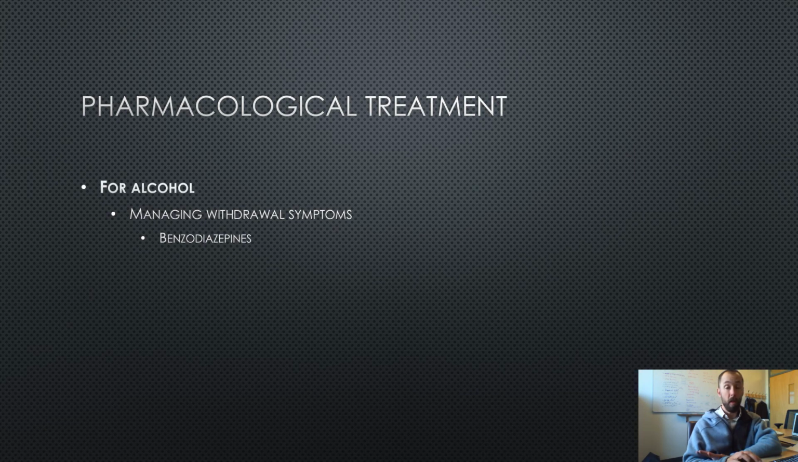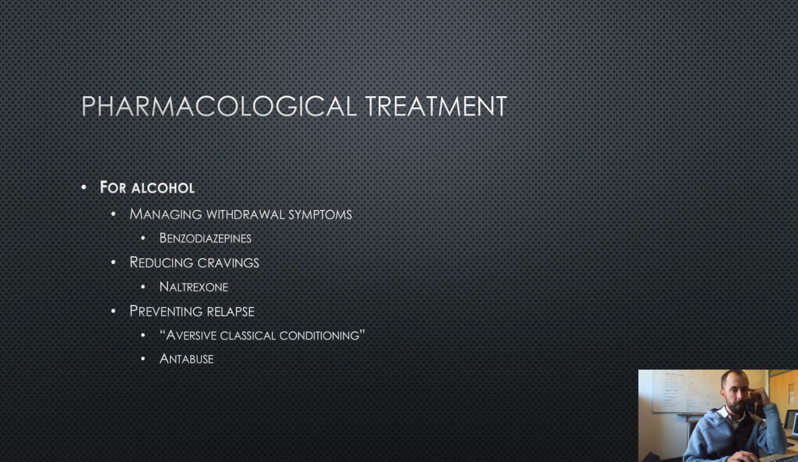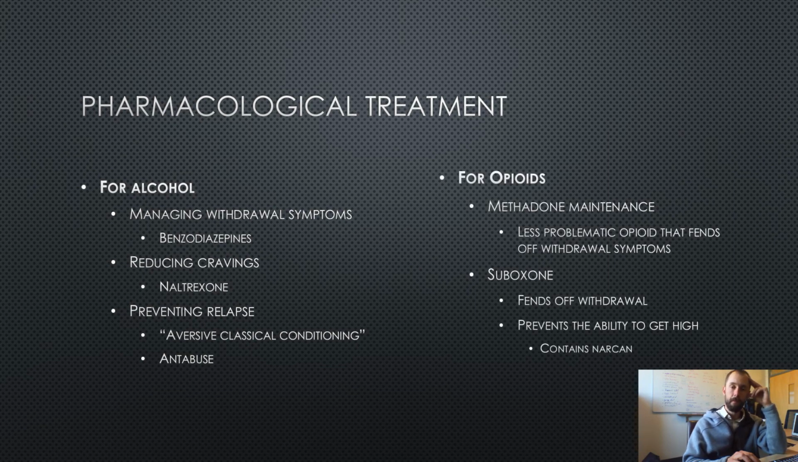So there's pharmacological treatment for alcohol use disorders. You can take benzodiazepines, which manage withdrawal symptoms if you have withdrawal, and you can take naltrexone, which is helpful for reducing cravings. You can also try to prevent relapse with Antabuse, which basically makes you puke whenever you drink alcohol. So it's like doing some classical conditioning on yourself to make you not like alcohol anymore.